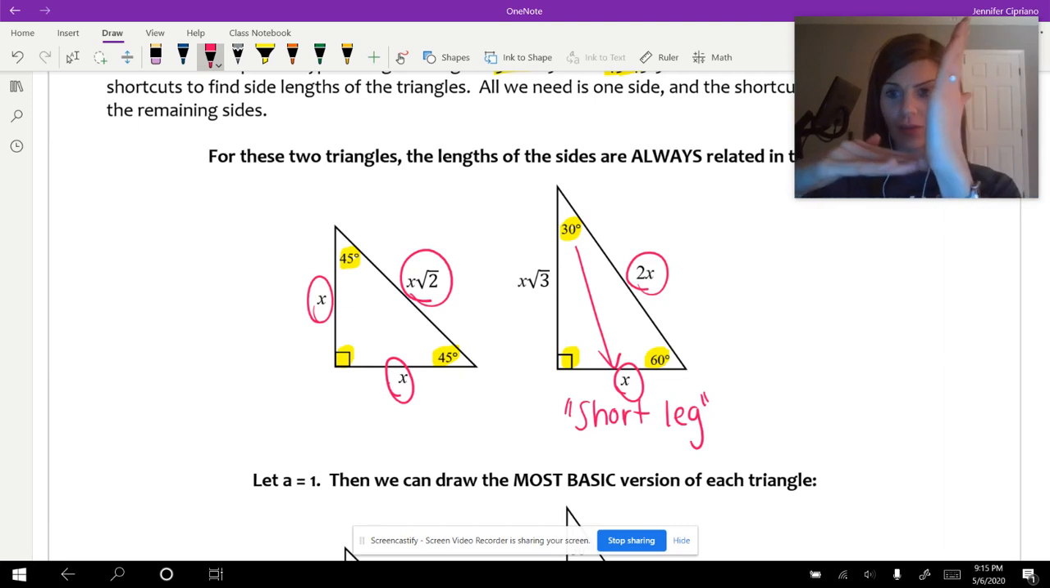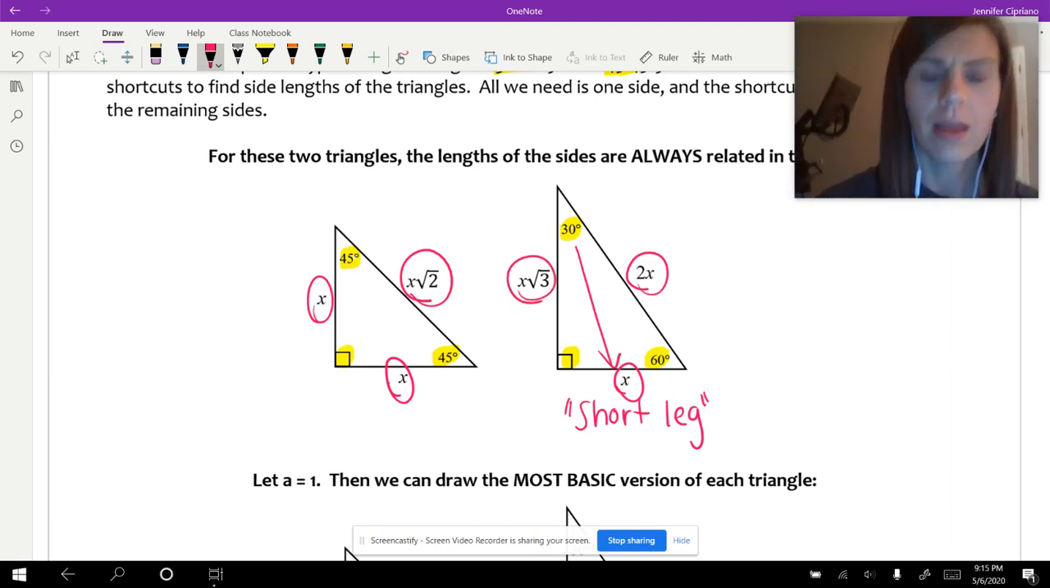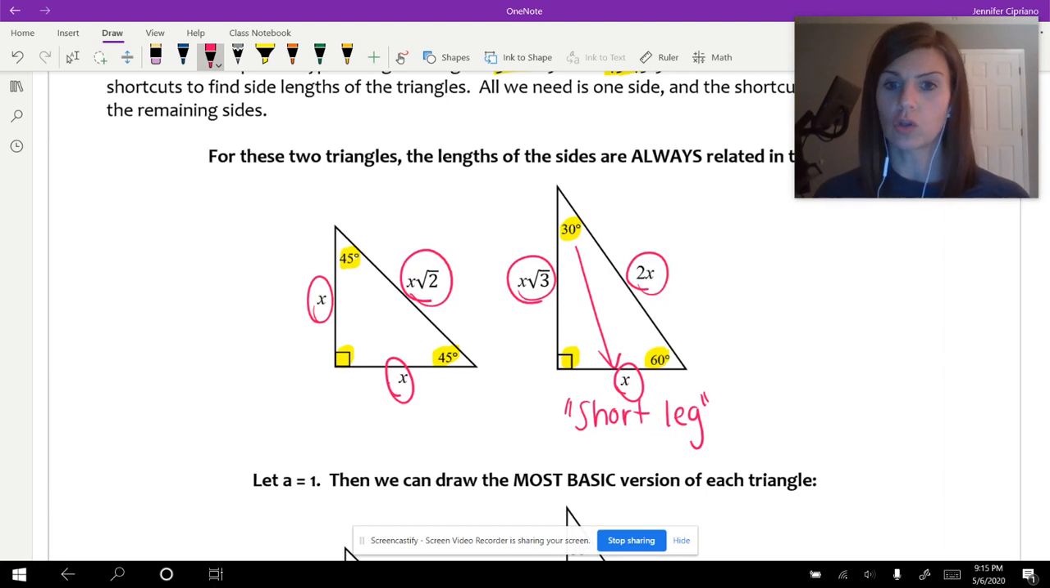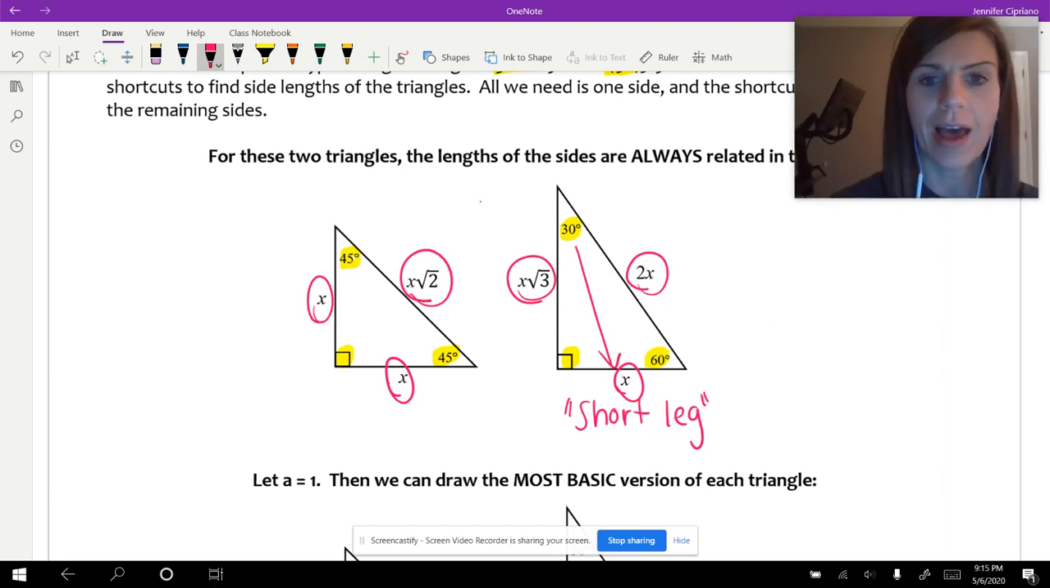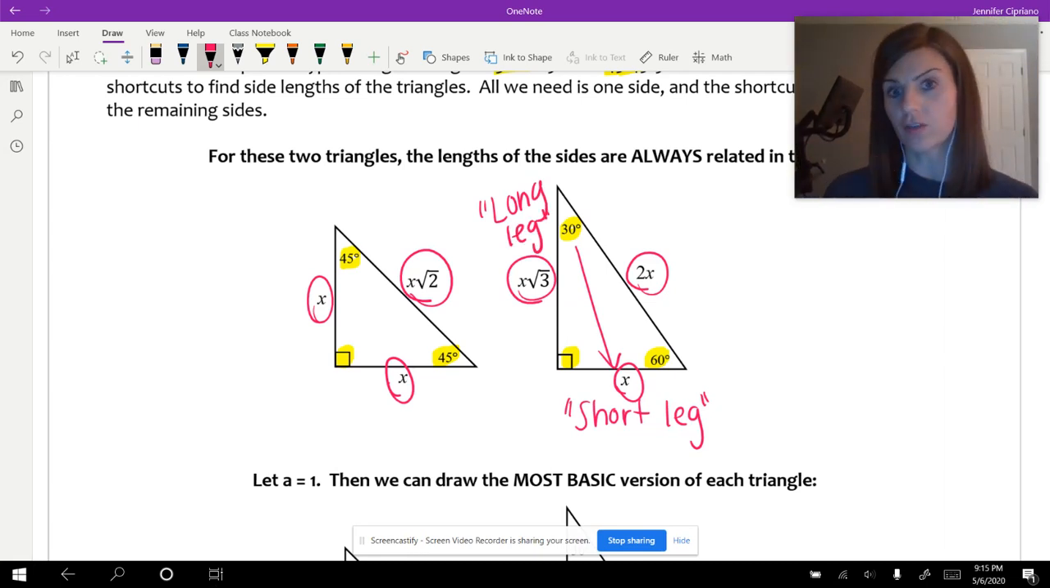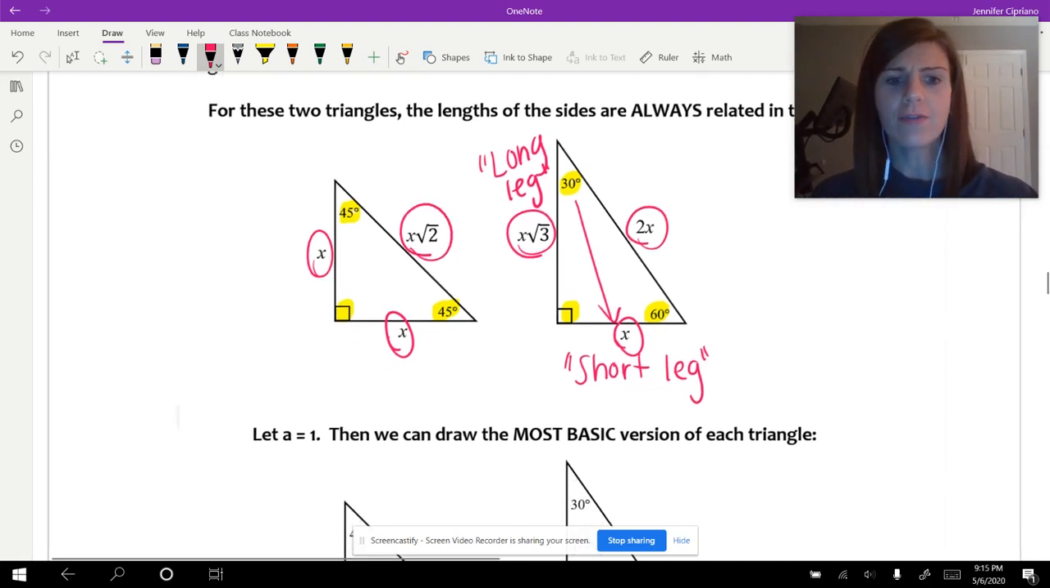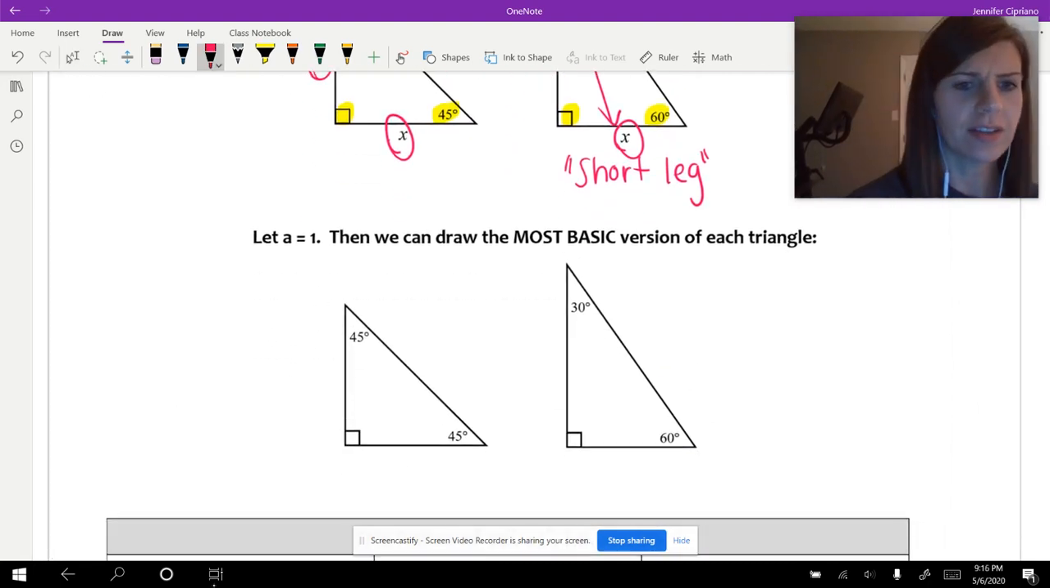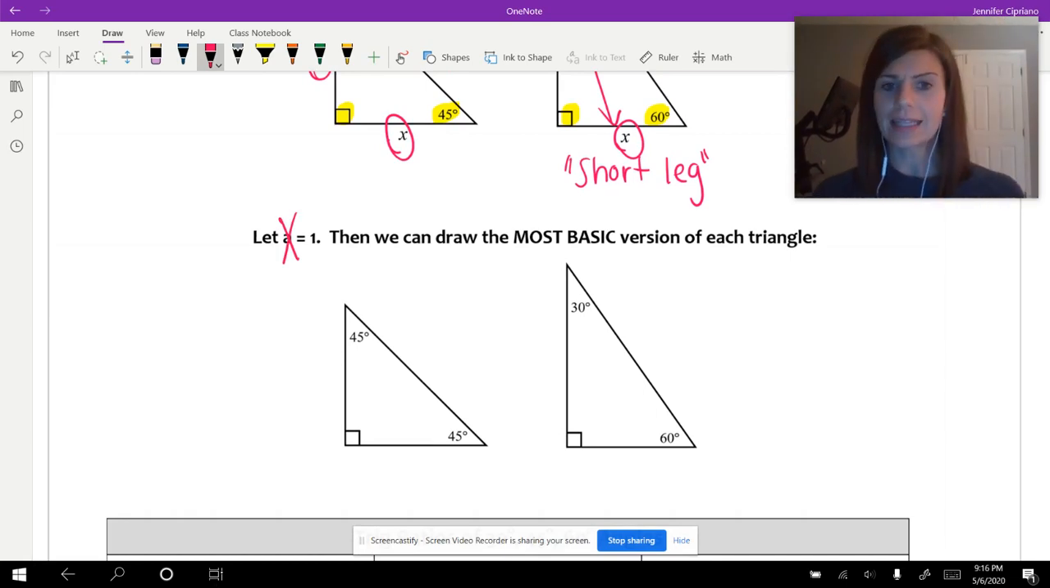And then the other leg, the other side that's making up that 90-degree angle, is that length times the square root of 3. And we call that side the long leg. It's the side that's across from the 60-degree angle. So if we let x, that should say x, if we let x equal 1, we can draw a very basic version of each of these triangles.